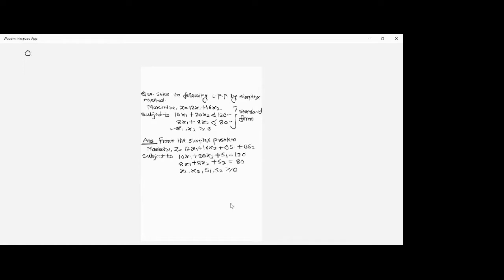So here it is. Now that we have framed the simplex problem, we can move ahead and frame the initial simplex table. I'll be telling you how to frame the initial simplex table, and then we can move forward.